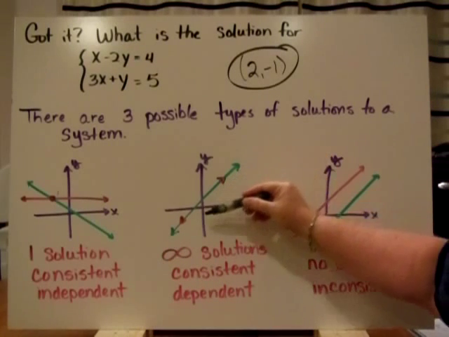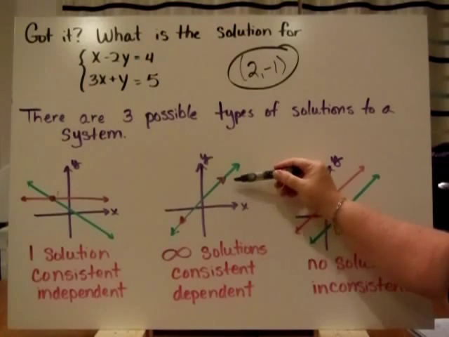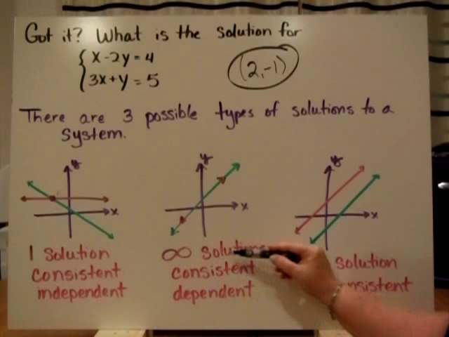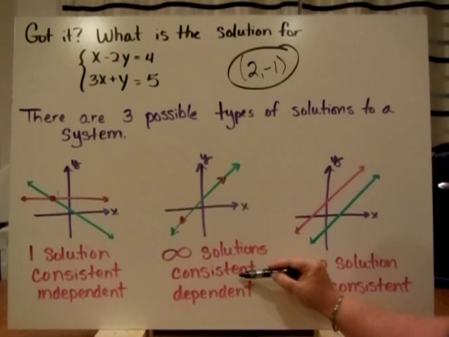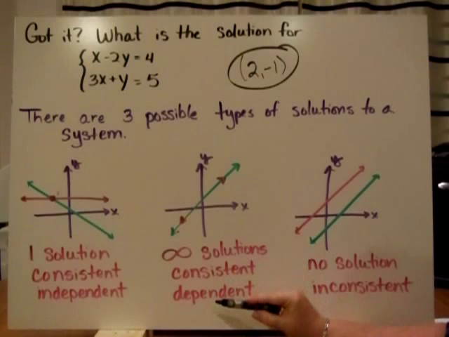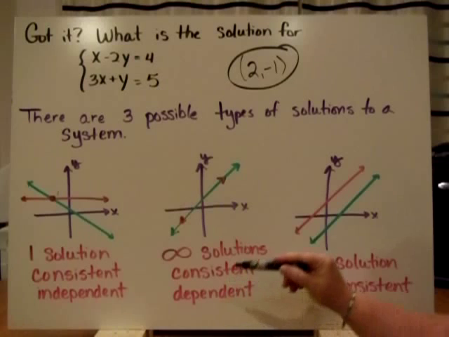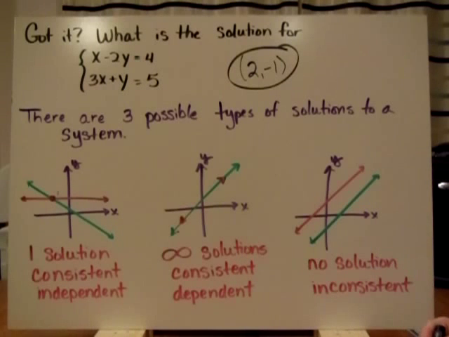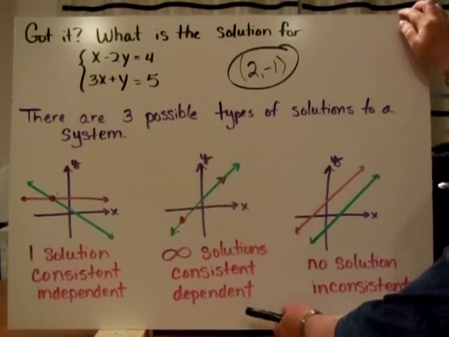In this example, the lines are on top of each other. We really just have one line, so we have an infinite number of solutions. It's consistent because we do have a solution. It's dependent because we have an infinite number of solutions. And in this example, since the lines are parallel, they will never cross, so we do not have a solution, and this is classified as an inconsistent system because it has no solution.